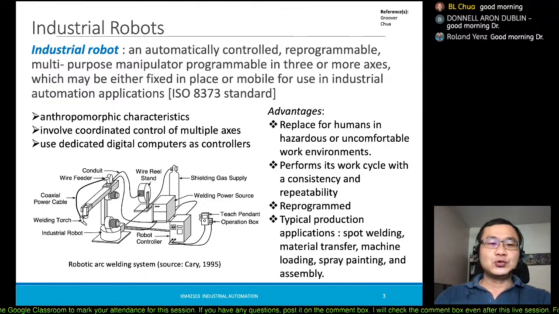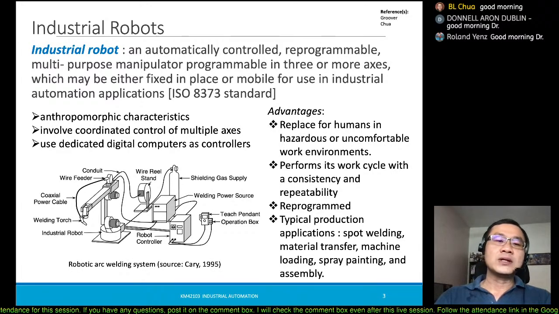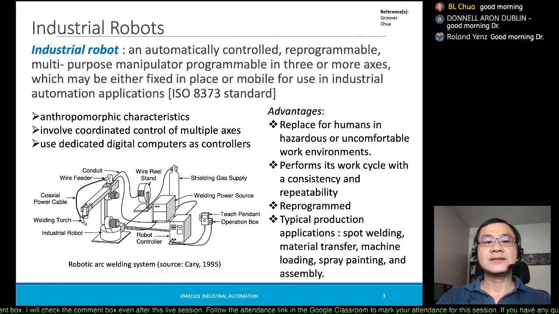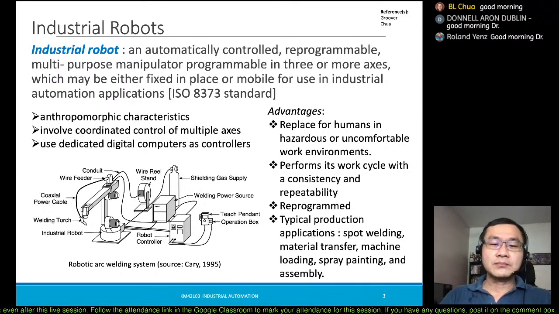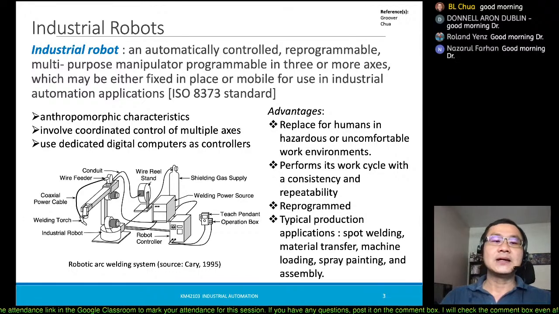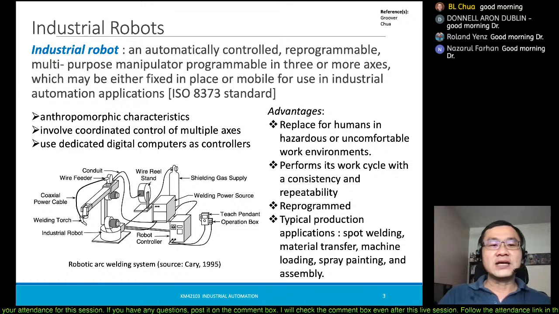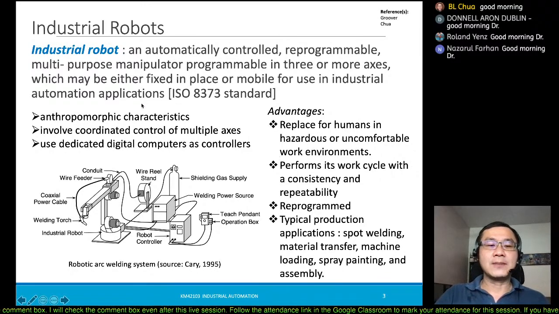So, a quick introduction to industrial robots. What is an industrial robot? As defined by the ISO 8373 standard, it is an automatically controlled, reprogrammable and multi-purpose manipulator, programmable in 3 or more axes, so minimum 3, right, which may be either fixed in place or mobile for use in industrial automation applications. If we say robot, then it may not be used in industrial automation applications, but for industrial robots, it should be used in industrial automation applications, right?